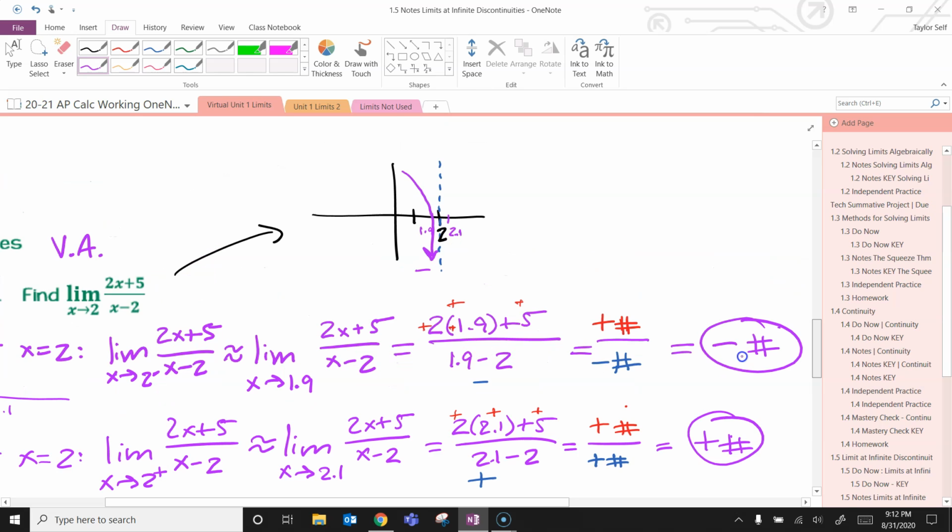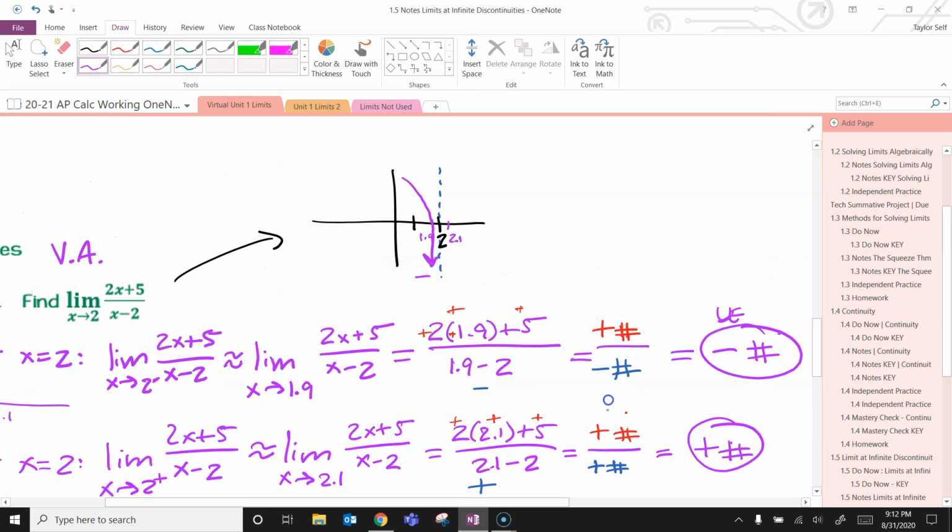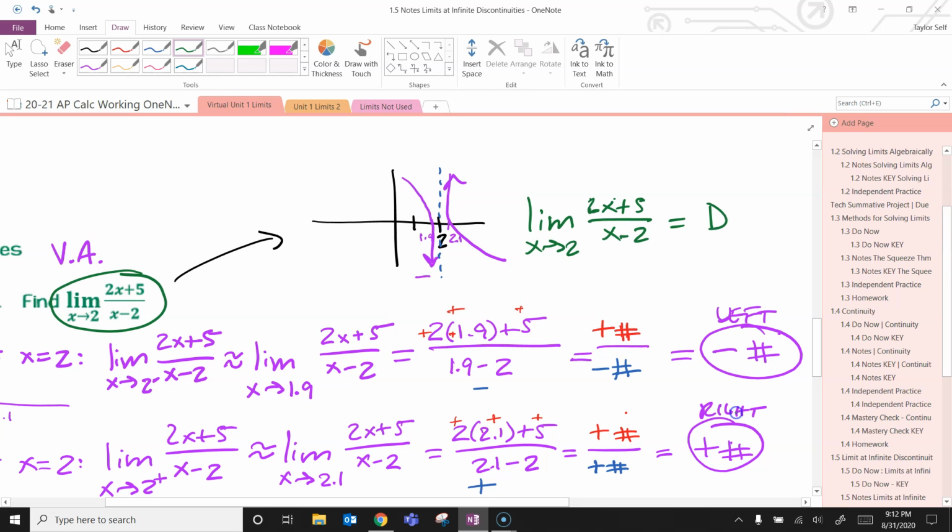So the limit from the right, again, this one was left, this one's right. The limit from the right gives us a positive. So it looks like this. So what is the general limit? We were trying to find the general limit over here. The limit as x approaches 2 of (2x plus 5) over (x minus 2) equals DNE, because the limit from the left is not the same as the limit from the right.